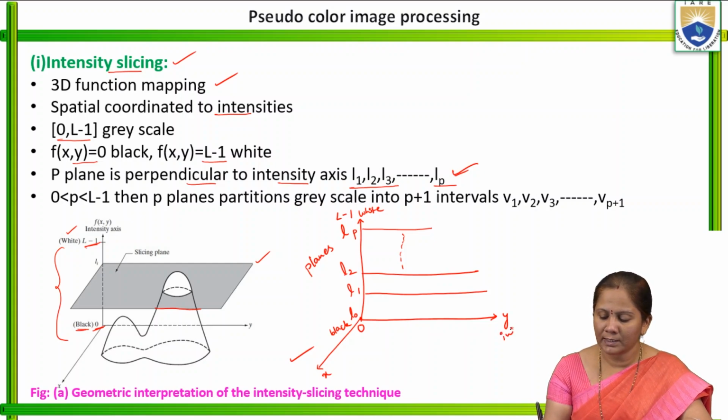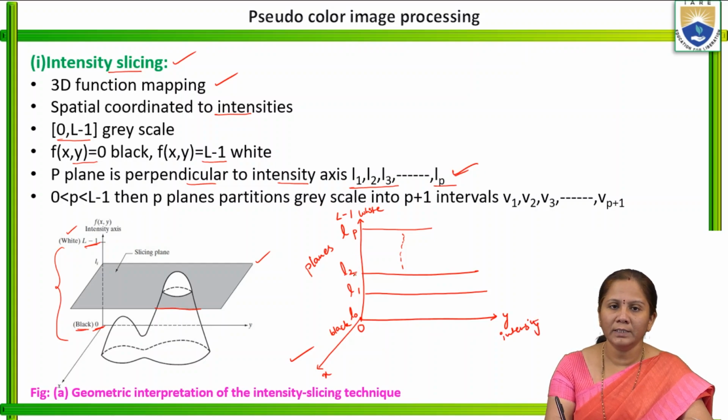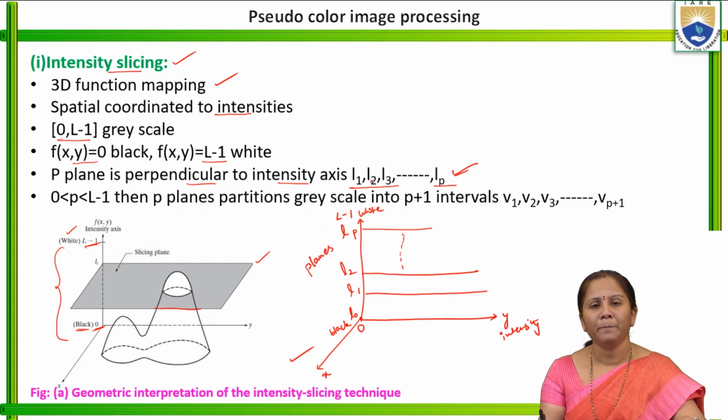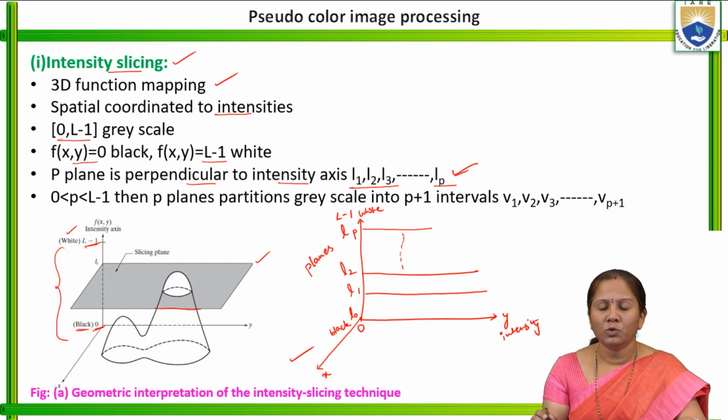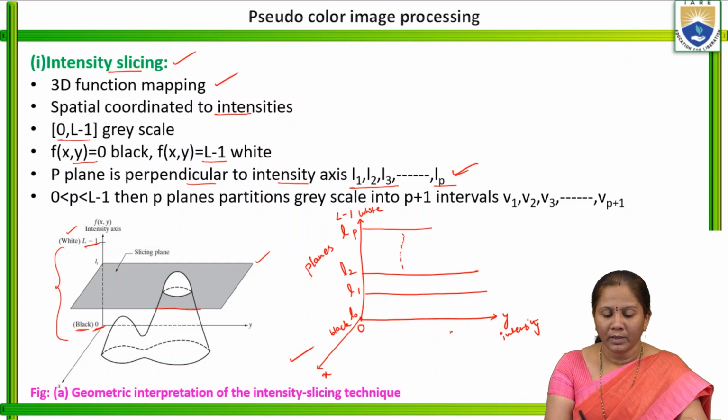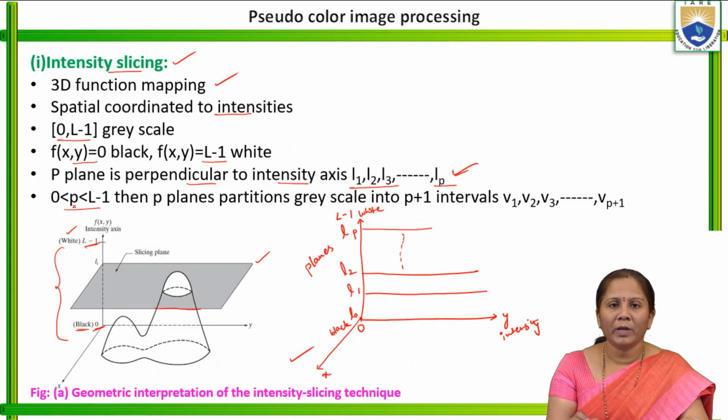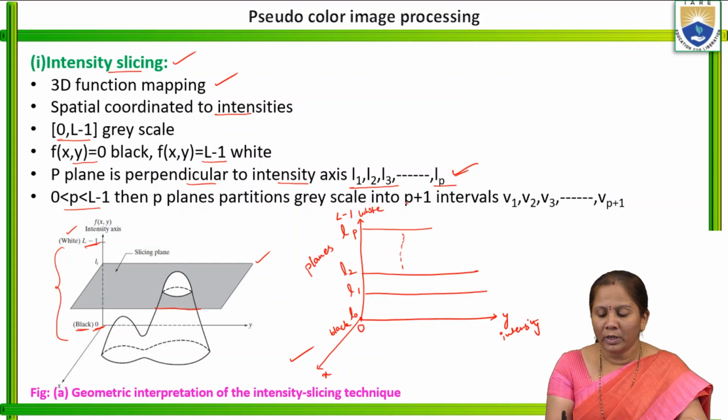So this axis represents intensity, and these are the planes that are perpendicular to the intensities, which are represented as L1, L2, L3 and so on up to LP. So 0 to L minus 1 planes, these L0 to LP, slice the grayscale into P plus 1 intervals, and for each interval different values are allotted: V1, V2 and so on up to Vp plus 1.